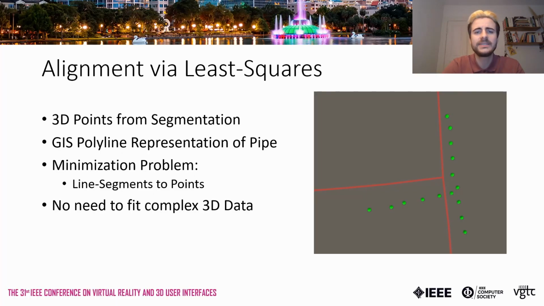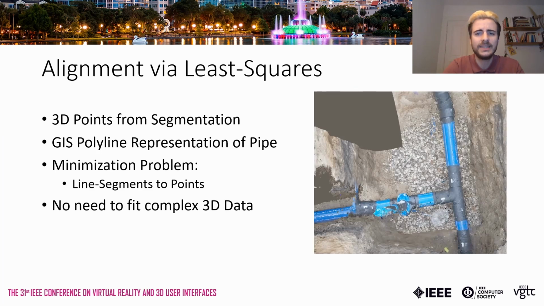The alignment is done via a simple least squares optimization problem. 3D points obtained during the segmentation are fitted to GIS polyline data, which are consecutive line segments representing the pipes. Therefore, the minimization problem is to align these line segments to 3D points, which is quite simple and fast compared to fitting complex 3D data structures like point clouds or meshes.